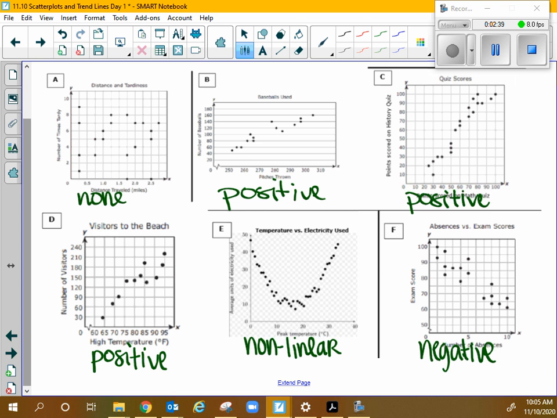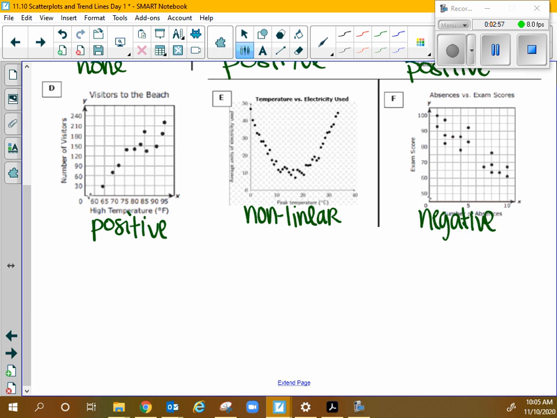Part B, pitches thrown and number of baseballs used. Well, that makes sense, right? C, scores on a math quiz and scores on a history quiz. Also could be positively correlated. The temperature and people at the beach. If it's super cold outside, you're probably not going to see very many people on the beach. The hotter it gets, the more people there are. Okay, this is why it's non-linear.